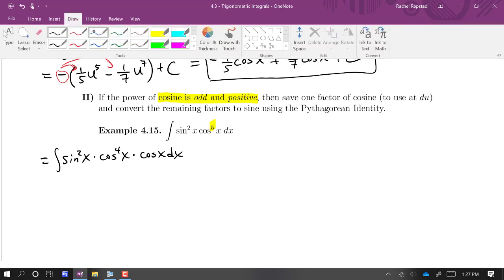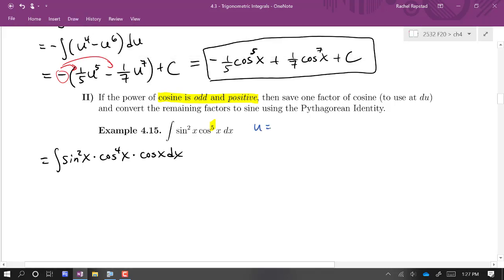Alright, so I'm just going to write this out. We are thinking u is going to be equal to sine x, so that du is cosine x dx. The reason that we pick the odd power to choose which function we're going to peel off a factor of and throw at the end is that when I peel off that one factor, I'm left with an even power of that function. So I peel off a factor of cosine, I'm left with cosine to the fourth, an even power. And an even positive power on sine or cosine, I can rewrite using the Pythagorean identity.